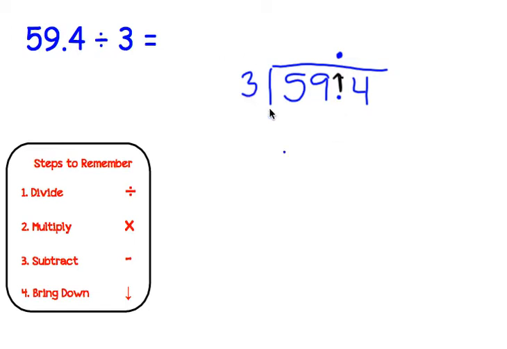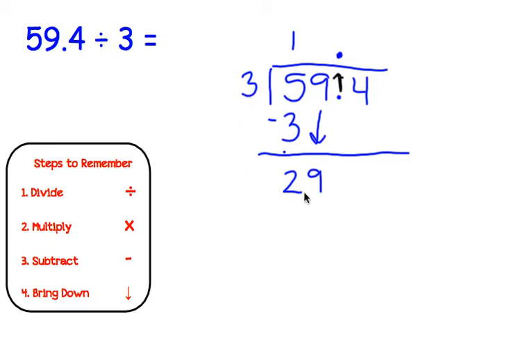Divide. 3 goes into 5 one time. Next step is to multiply. 3 times 1 is 3. Next step is to subtract. 5 minus 3 is 2. And finally, our last step is to bring down. So bring down that 9. So now we start over again.